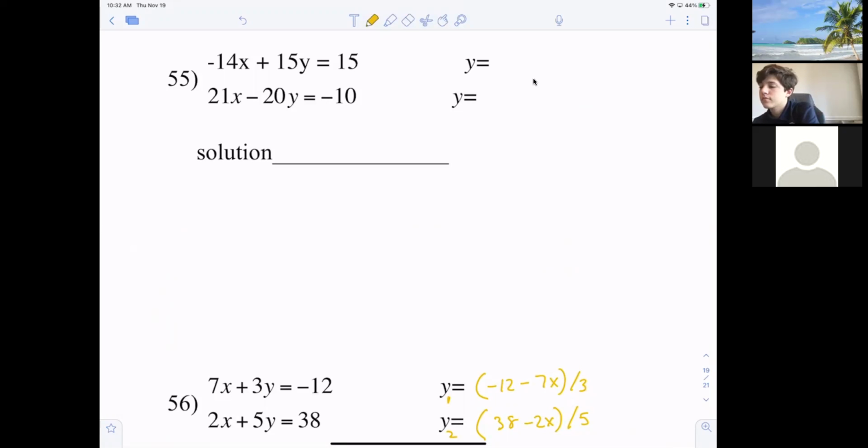Now on number 55, what do we want to multiply by? Someone give it a shot. This is as hard as it gets. Somebody tell me what we're multiplying by. Yes, Ryan, good. Brilliant. This one is being multiplied by 3, and this one's being multiplied by 2. Very good. Because now you end up with negative 42 and positive 42. Great job.